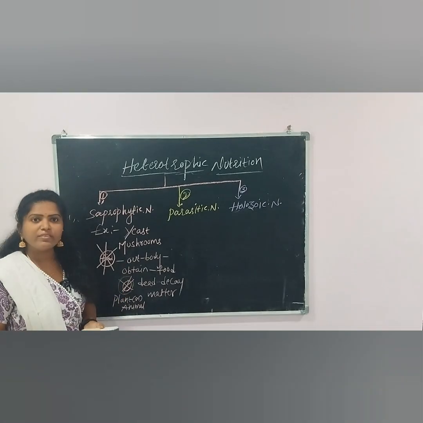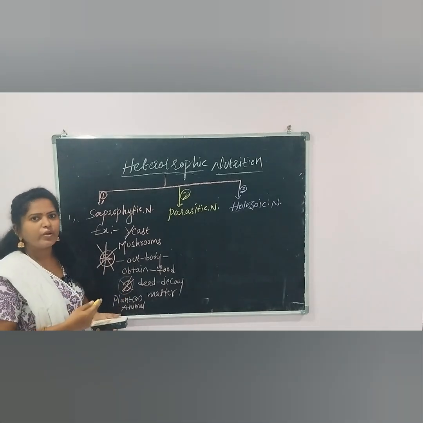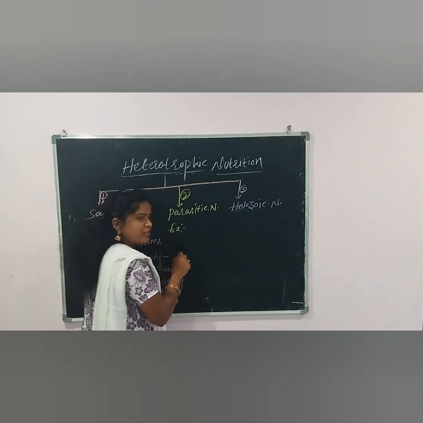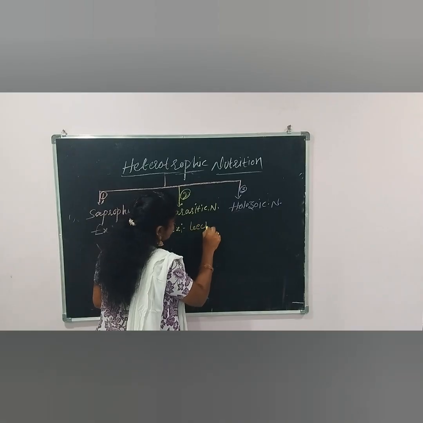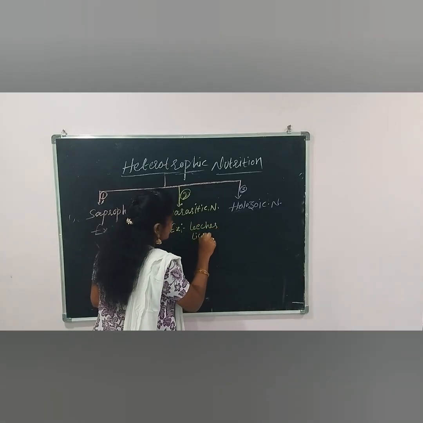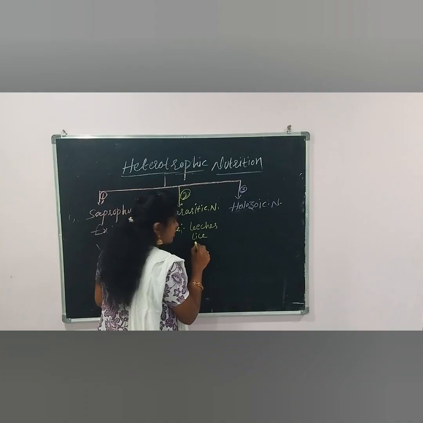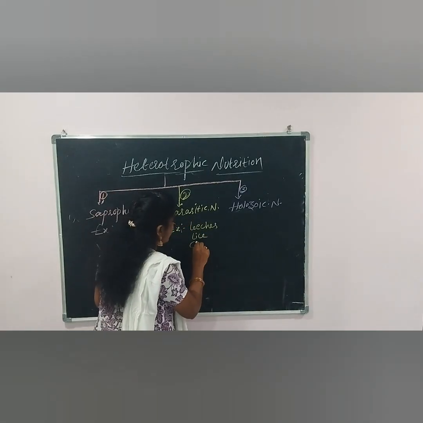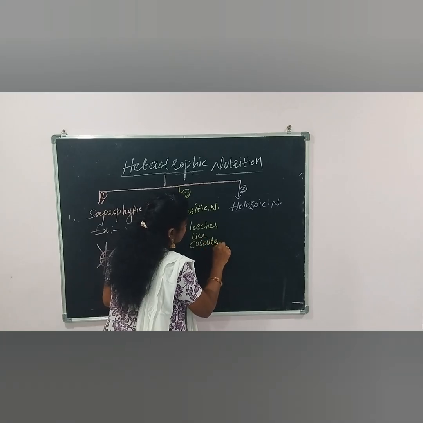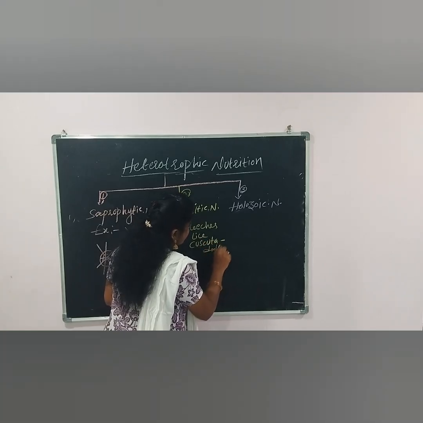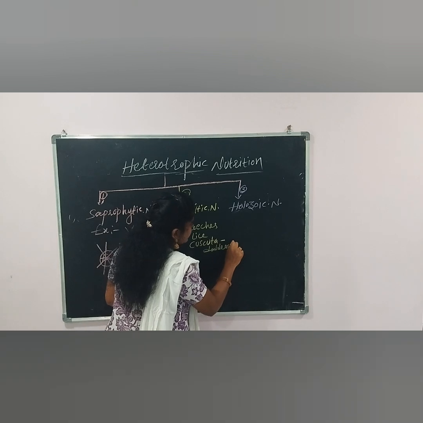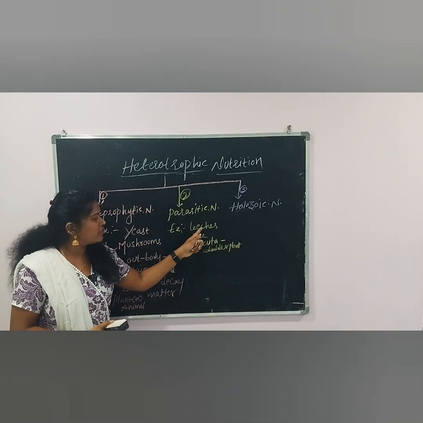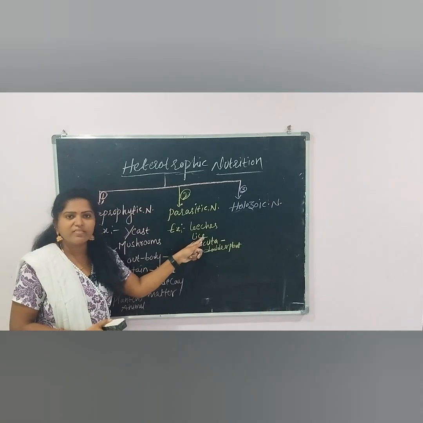And next, what is the second one? Parasitic nutrition. And what are the examples for parasitic nutrition? Leeches, lice, and mainly cuscuta, the dodder plant. Cuscuta is nothing but the dodder plant. So for parasitic nutrition, leeches we know, jalagalu, and lice.